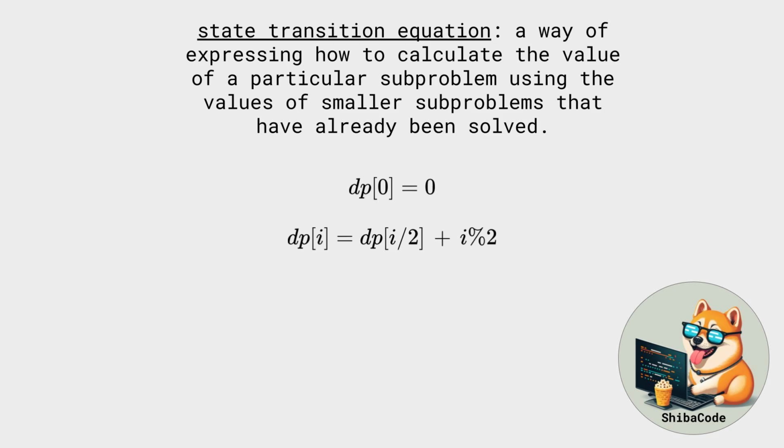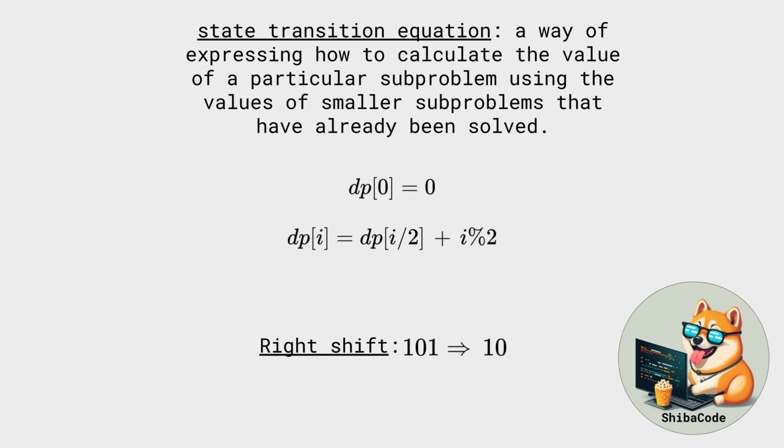In this problem, the state transition equation is as follows: dp[i] equals the sum of dp[i / 2] and i modulo 2. Let's see how it works. First, dividing a number by 2 is equivalent to shifting its binary representation to the right by 1 bit. This is often called a right-shift operation.